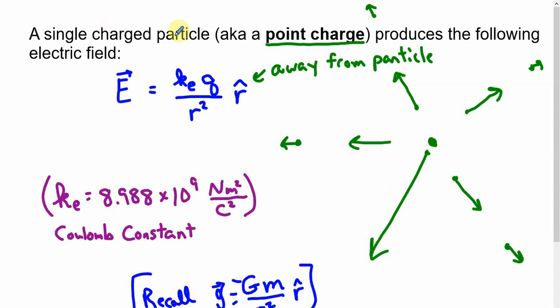So this is what any small object, a particle that has charge, contributes. This is what it brings to the electric field. Okay, so we'll use this in some examples in the next video.